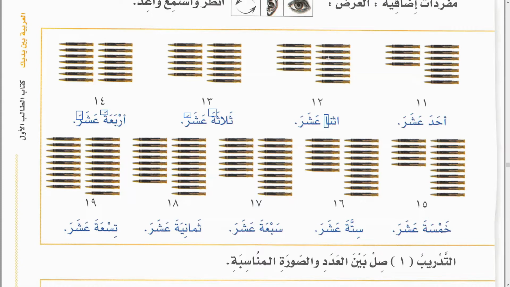So these are the numbers: ahada ashra, ithna ashra, salasata ashra, arba'ata ashra, khamsata ashra, sittata ashra, sab'ata ashra, samaniyata ashra, tis'ata ashra. This is how it is: 11, 12, 13, 14, 15, 16, 17, 18, and 19.